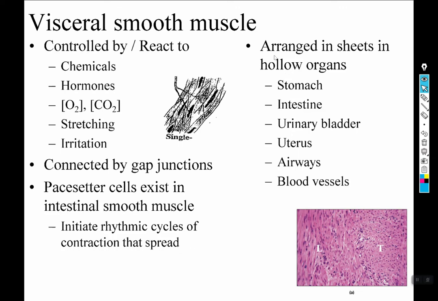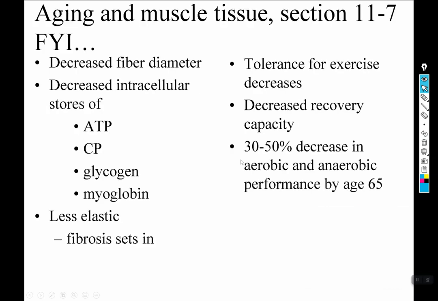So visceral smooth muscle is arranged into sheets to form hollow organs, and it's primarily controlled by the autonomic nervous system and to some extent local forces and factors like hormones and stretching. But the major determinant is going to be whatever the autonomic nervous system, either your sympathetic or parasympathetic, tells it to do on top of whatever it's doing by virtue of pacemaker cells. So that's visceral smooth muscle.